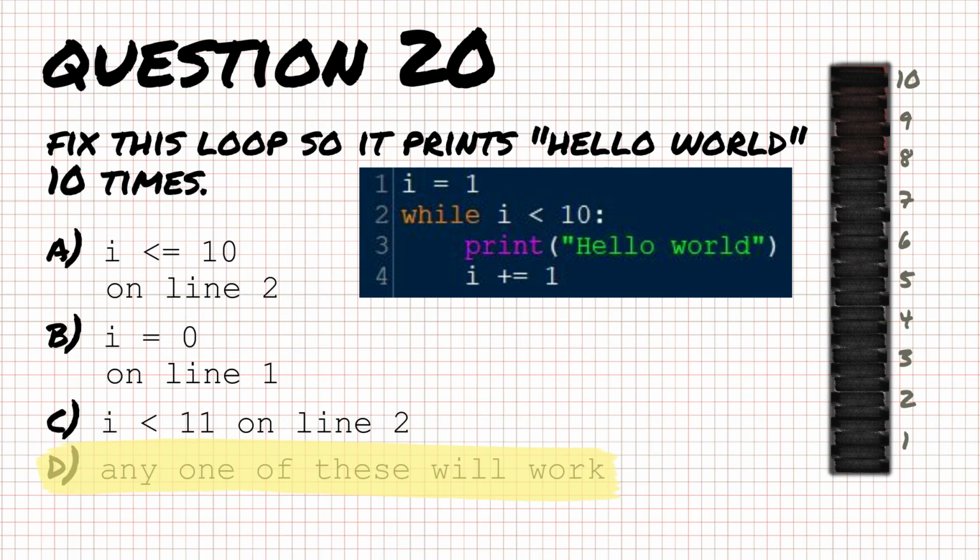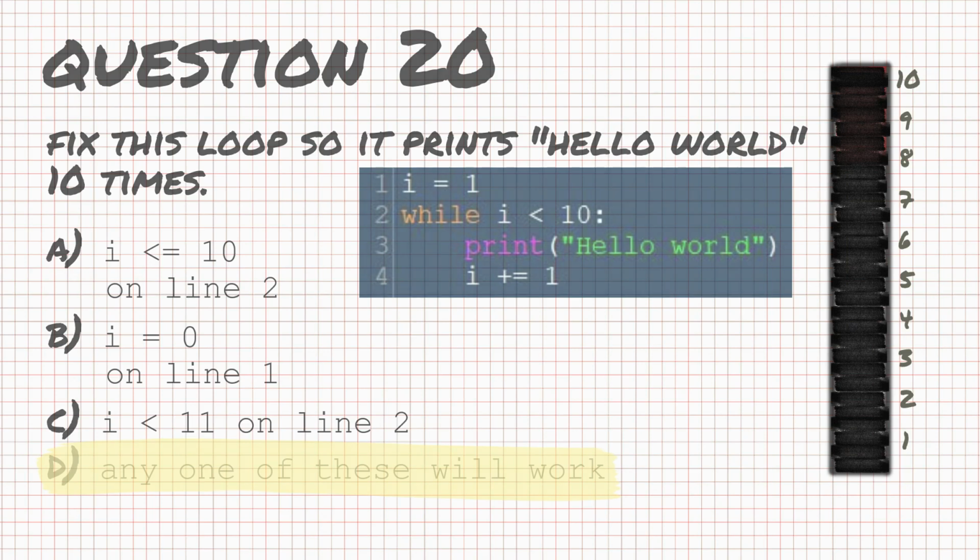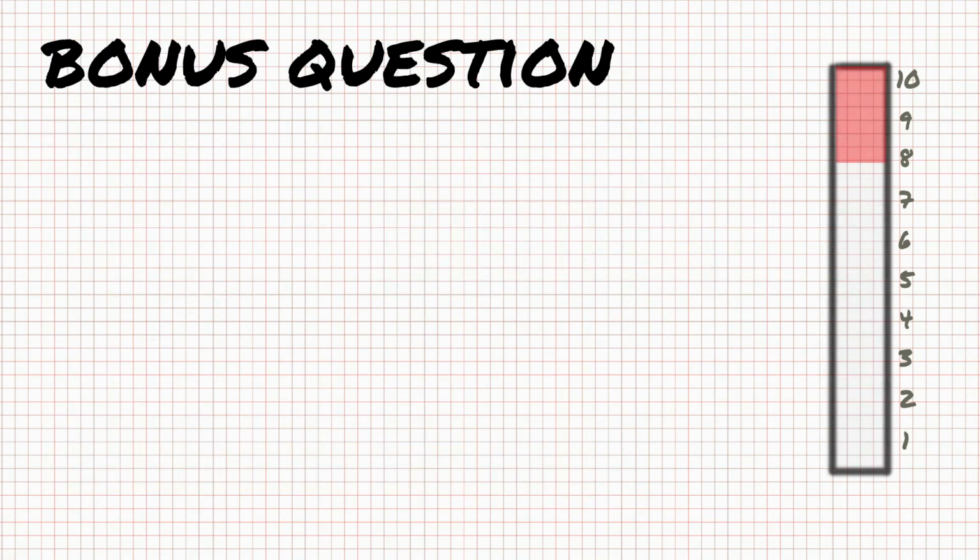The answer is D. Any one of these will work. We need the initializer, test, and updater to work together so the loop executes 10 times. There are many ways to do that. Let's have a bonus question. This one is worth 5 points.